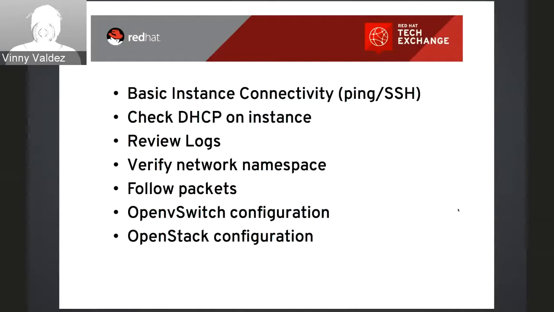I think I mentioned briefly that there's a network namespace that separates all of the different tenant networks. So one of the things you want to do is operate inside the tenant namespace, and I'll show an example of how to do that here in a second. And then finally, after you've done a lot of this troubleshooting, then you want to start looking at the Open vSwitch configuration and the OpenStack configuration.